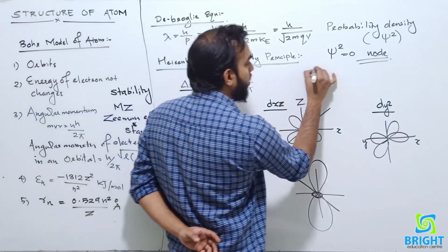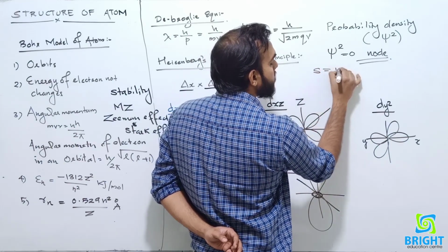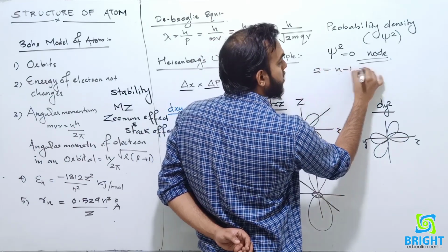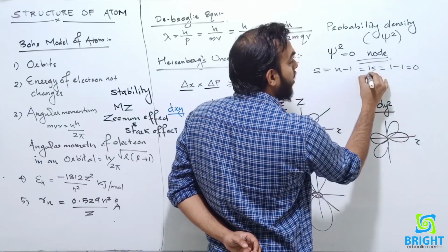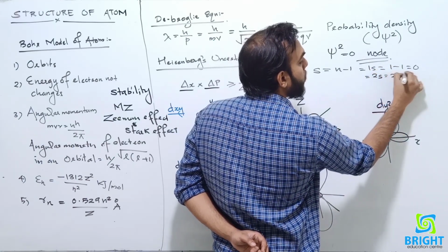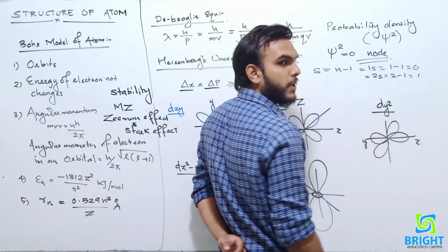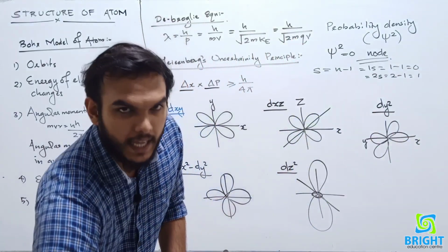For an s orbital, how do we find the number of nodes? That is equal to n minus 1. For example, if it is a 1s orbital, it will be 1 minus 1, so the number of nodes is equal to 0. If it is a 2s orbital, it will be 2 minus 1, which is equal to 1. This is a method to find the number of nodes in the s orbital.